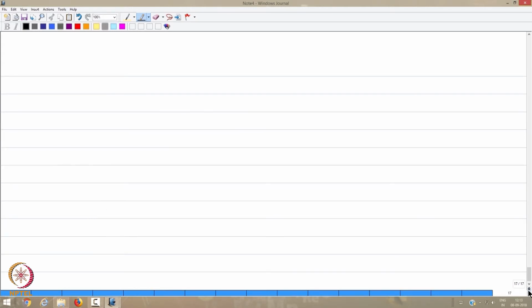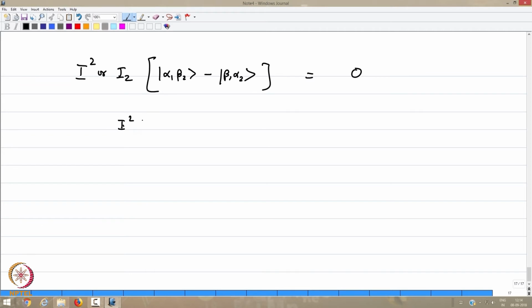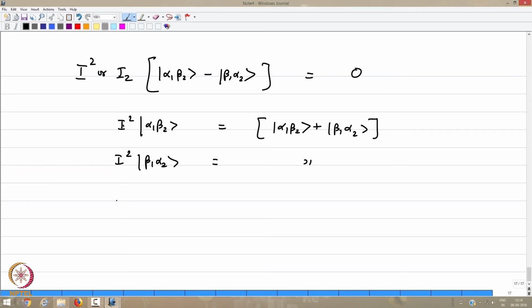You will also find out that there is only one more state, namely alpha 1 beta 2 minus beta 1 alpha 2. If you take this state and you calculate the effect of I square or Iz on this, you will see that the answer you get is 0. And just to see this for I square on the state. You know that I square on alpha 1 beta 2 gives you, not 2 times, it gives you this combination alpha 1 beta 2 plus beta 1 alpha 2. And you also know that I square on beta 1 alpha 2 gives you the same thing. Therefore, if you take the difference between the two states, of course, these two will cancel each other and you will get 0.